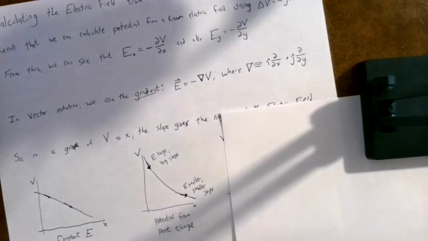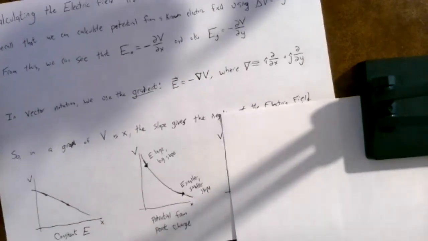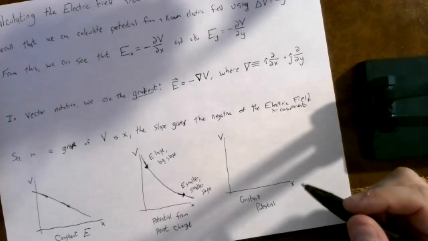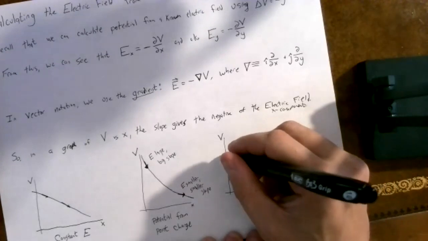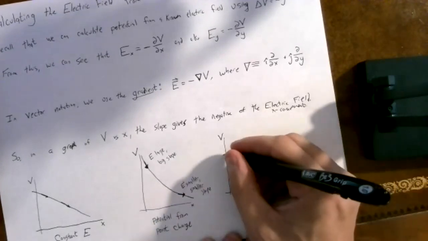And one more, and then I'm going to compare it to gravity, which is a little easier thing to visualize in your mind. Another thing we could have would be a constant potential. So with a constant potential like this, what would the electric field be?